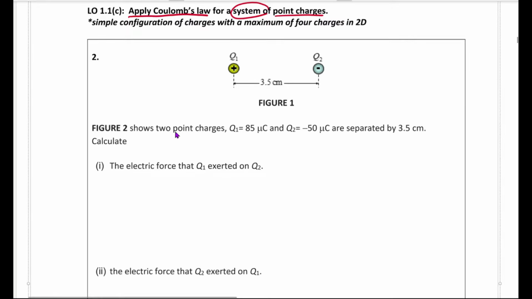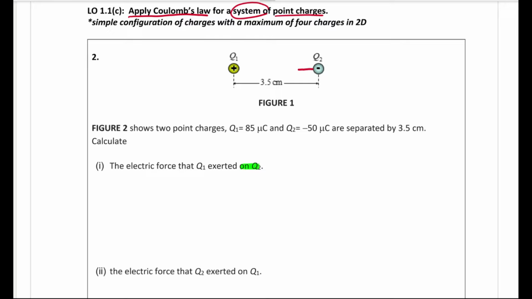Okay, so now let's read the question first. Figure 2 shows 2-point charges. We have Q1 and Q2. Q1 is positive charge, Q2 is negative charge, separated by 3.5 centimeter. So make sure you change to meter, right? Calculate the electric force that Q1 exerted on Q2. Q1 exerted on Q2, you highlight on Q2. Now you need to draw direction of the force on Q2.